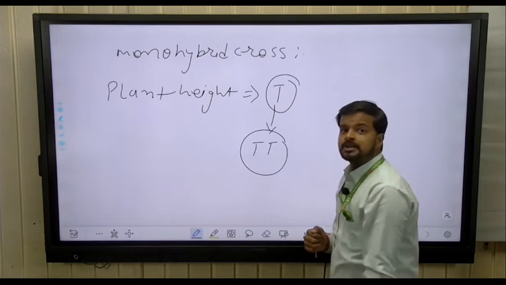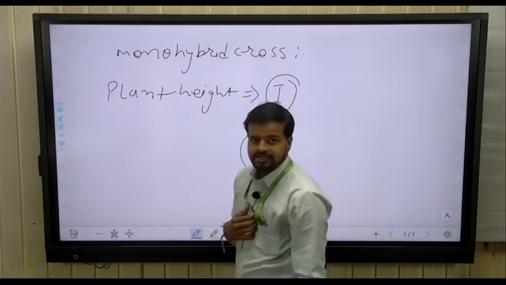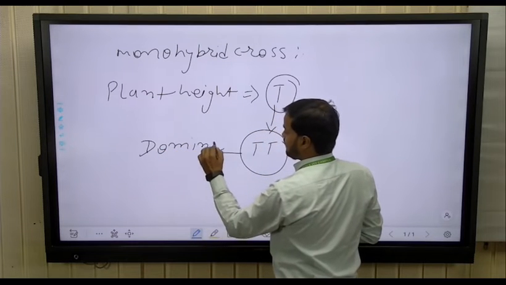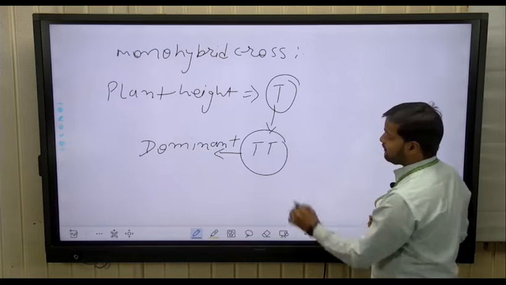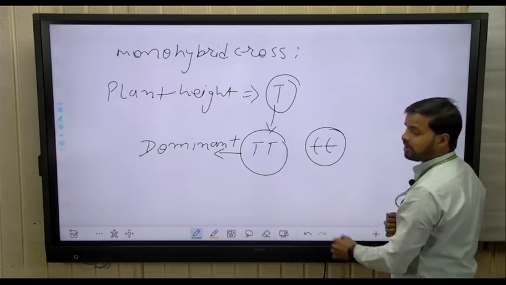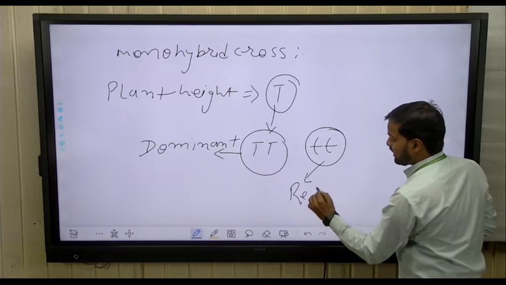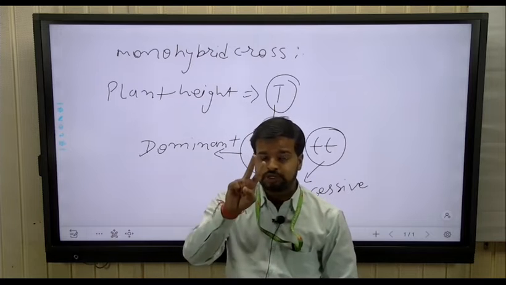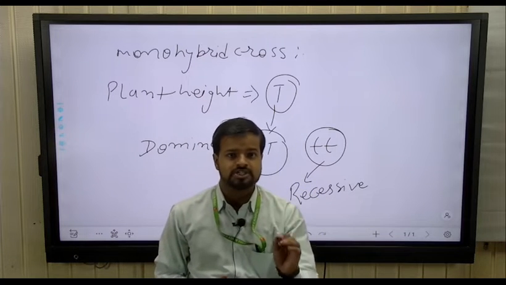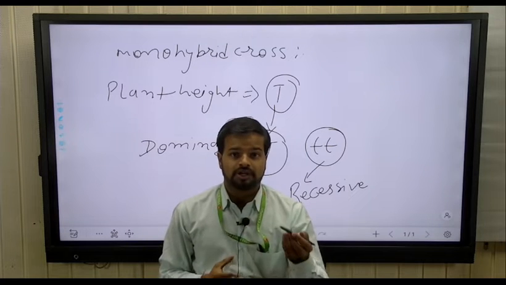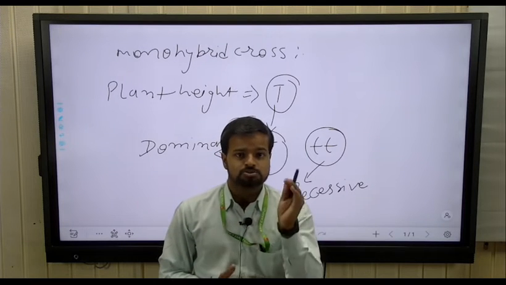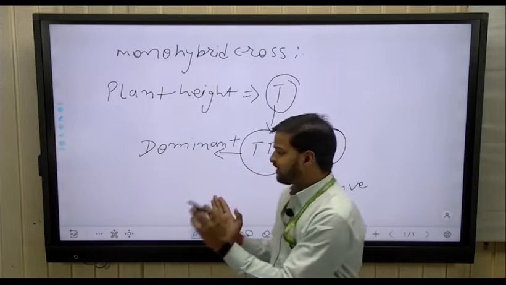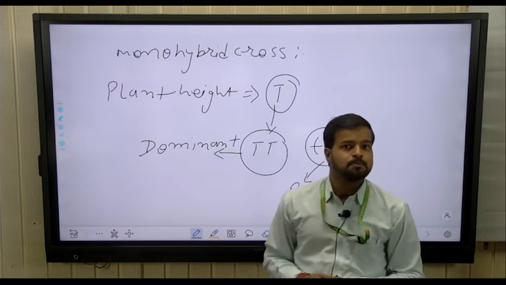For their phenotypic representation, capital T gene denotes the dominant characteristic. It is clear. And the other is small t, which is responsible for the recessive characteristic. That means there are two different genetic compositions. First one is capital T, which is dominant, and small t, which is recessive. In monohybrid cross, we are talking about the inheritance of these genotypic compositions.